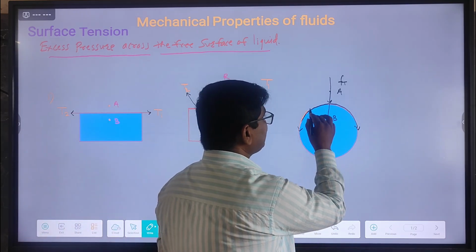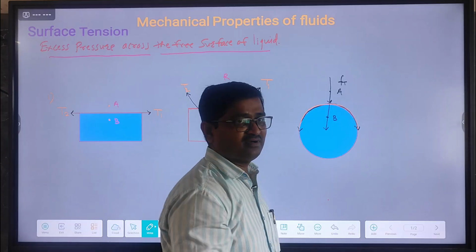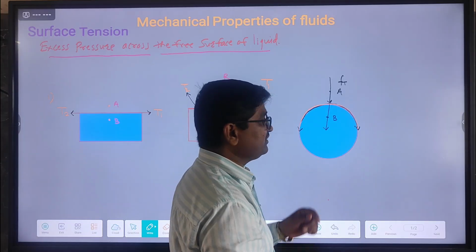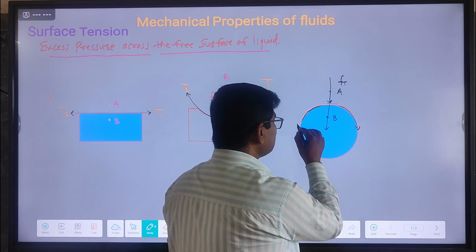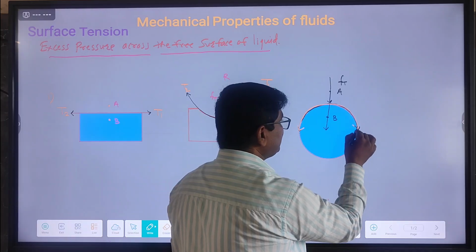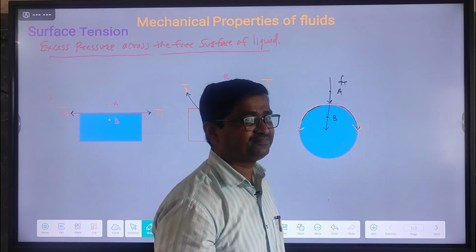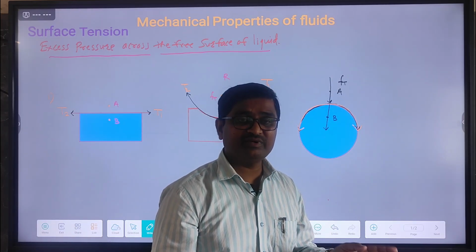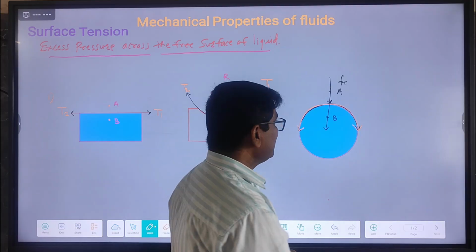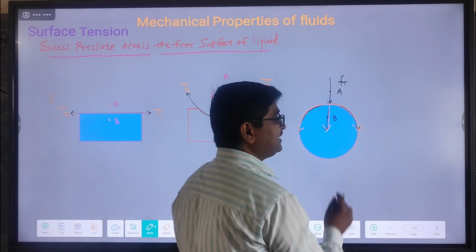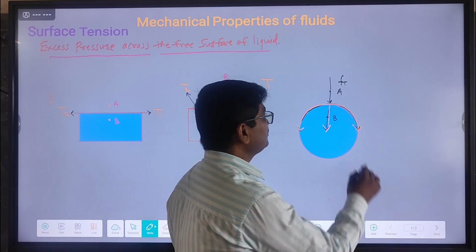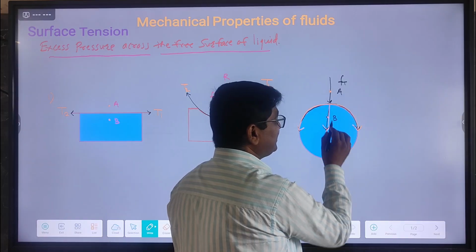When the free surface of liquid is convex, this is the convex surface of liquid. Now let's observe the same. The force due to surface tension between two sides is vertically downward, and the resultant force is also vertically downward. The total pressure at the points A and B.